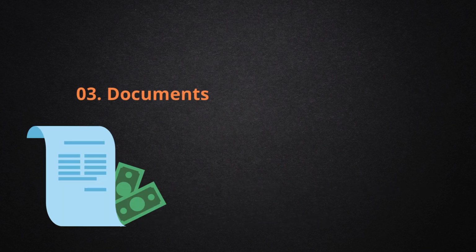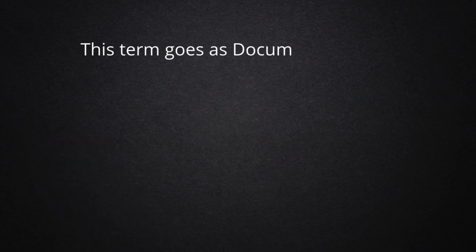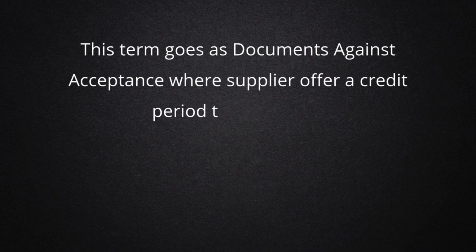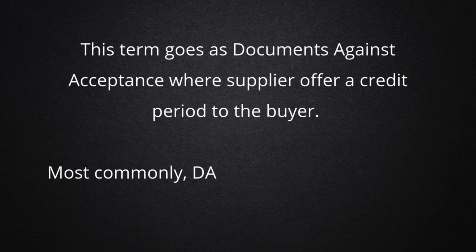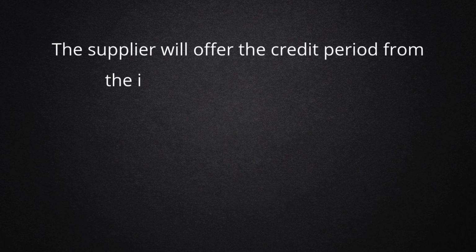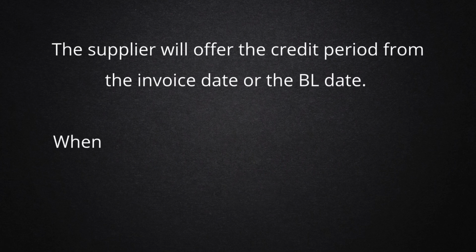The next payment term we are going to learn is documents against acceptance. This term goes as documents against acceptance, where the supplier offers a credit period to the buyer. Most commonly, DA 30 days, DA 60 days and DA 120 days are used as DA terms. The supplier will offer the credit period from the invoice date or the BL date.